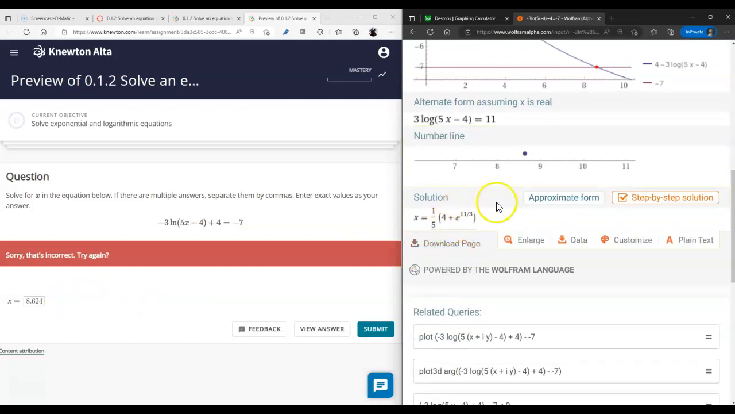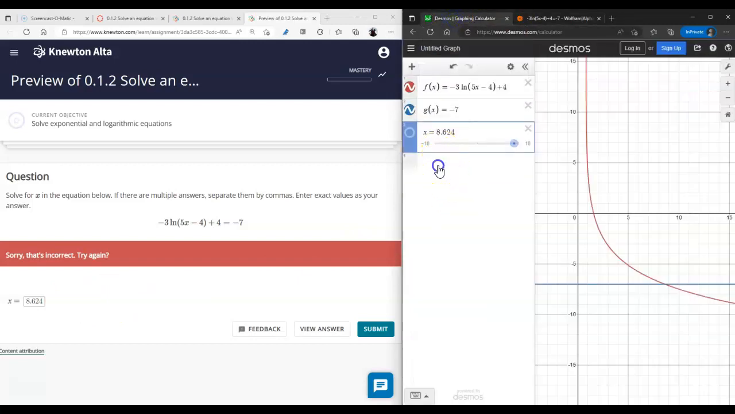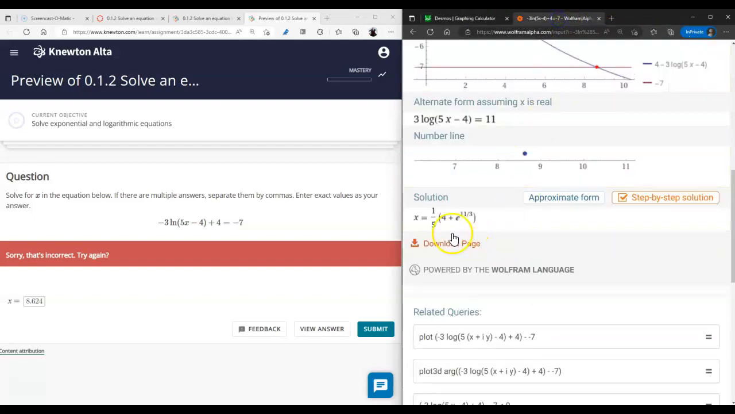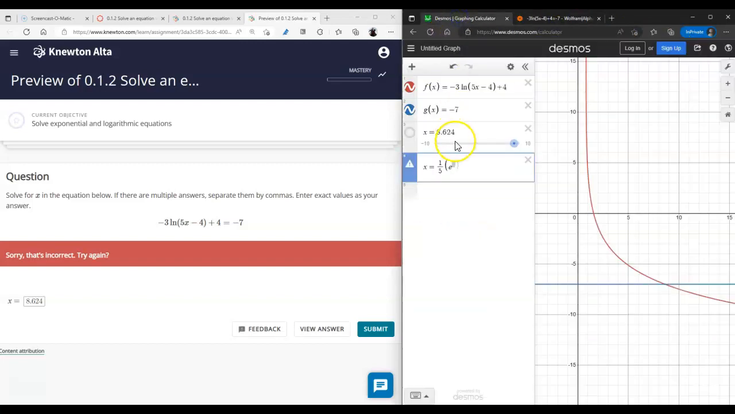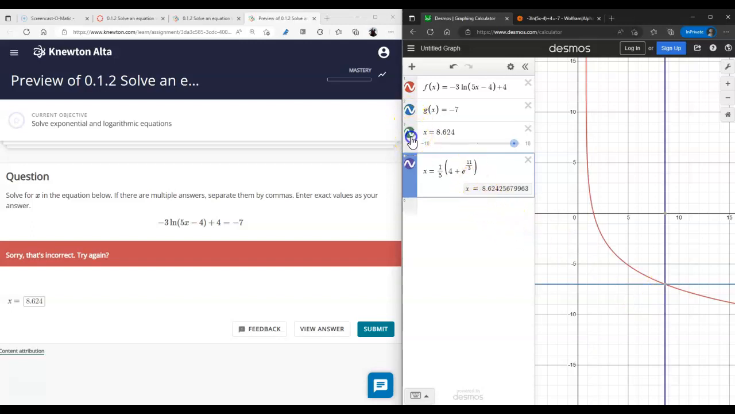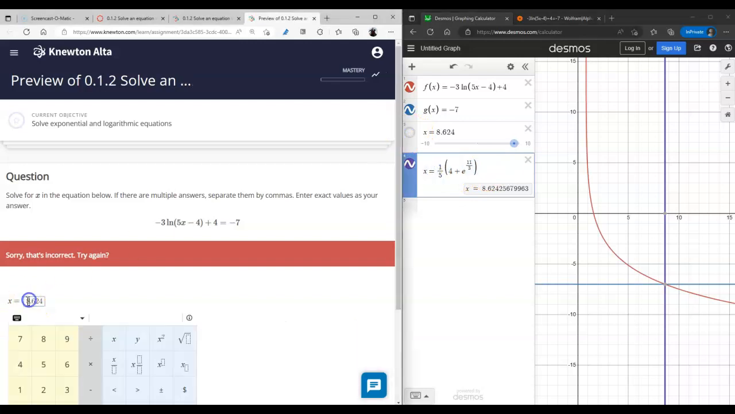So this is the exact answer. If you type this in a calculator, x is equal to 1/5 times (4 plus e to the power 11/3). You see that that's exactly the same value that we were looking for. And it's also 8.624, right? However, this is the answer that the software is looking for in this particular case.